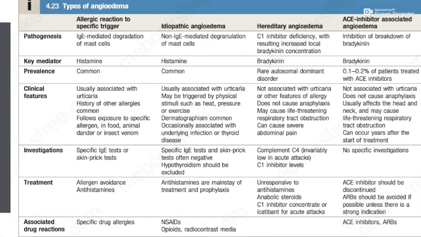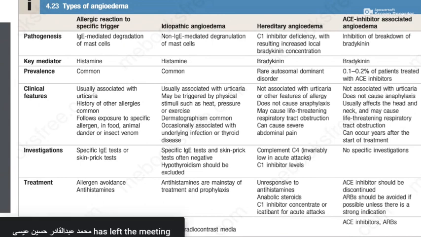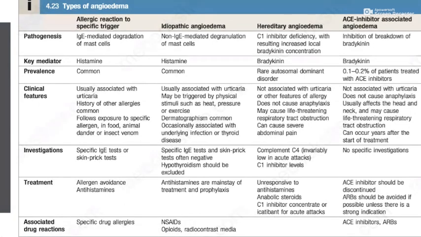In allergic reaction, the pathogenesis is IgE. In idiopathic type, this is non-IgE mediated degranulation. In hereditary angioedema, it is C1 inhibitor deficiency, bradykinin. ACE inhibitor: inhibition of breakdown of bradykinin resulting in its accumulation. The key mediator in the first two types will be histamine, while in the second two types will be bradykinin.